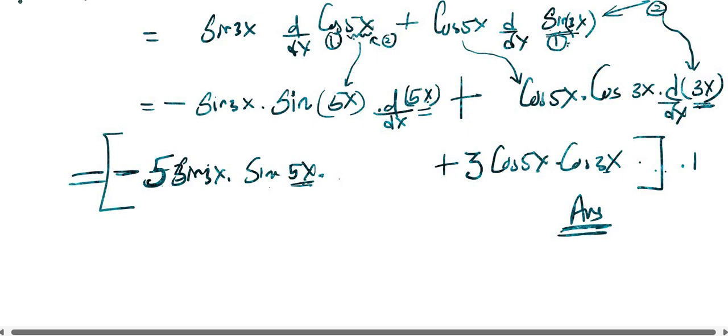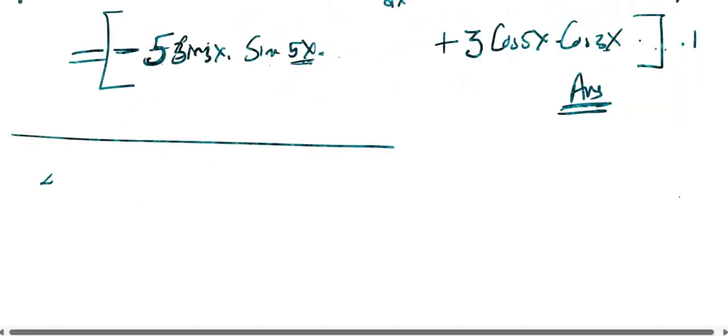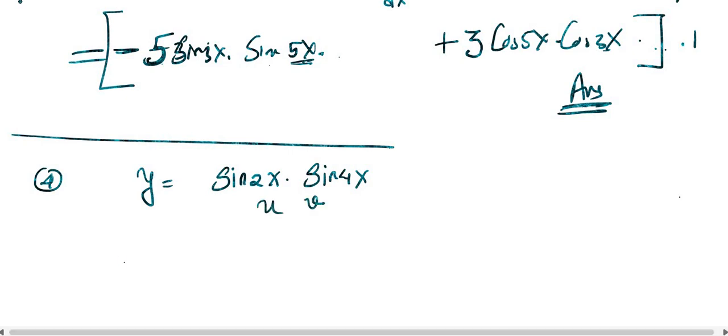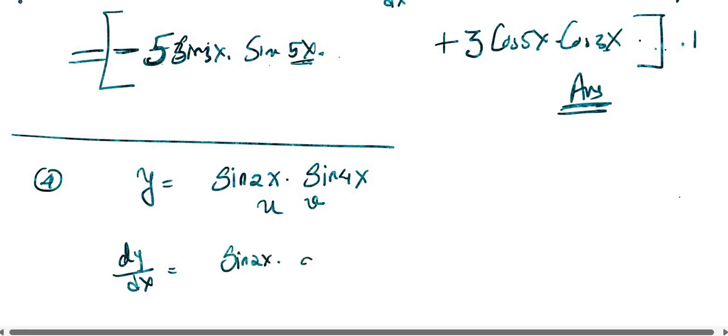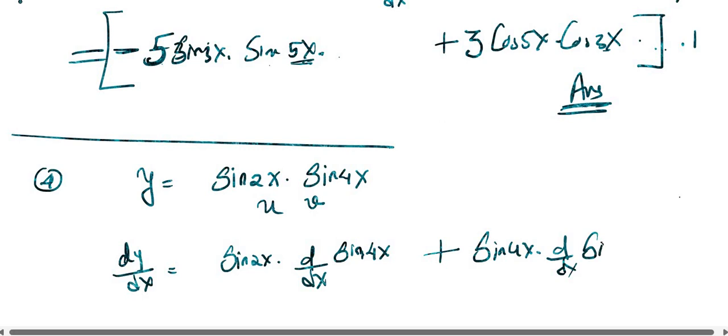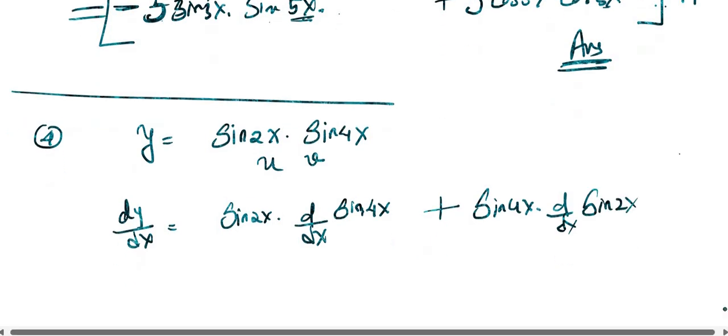Okay, next question. Fourth example says y is equal to sine of 2x sine of 4x. So this is also u into v. So dy by dx will be, I am using the same formula, sine 2x as it is, d by dx of sine 4x, plus sine 4x as it is and d by dx of sine 2x. I hope you understood.